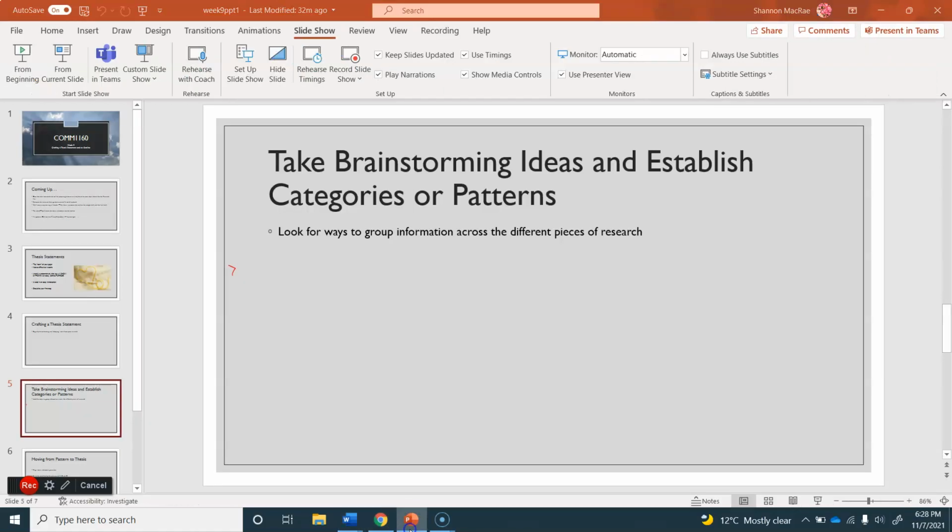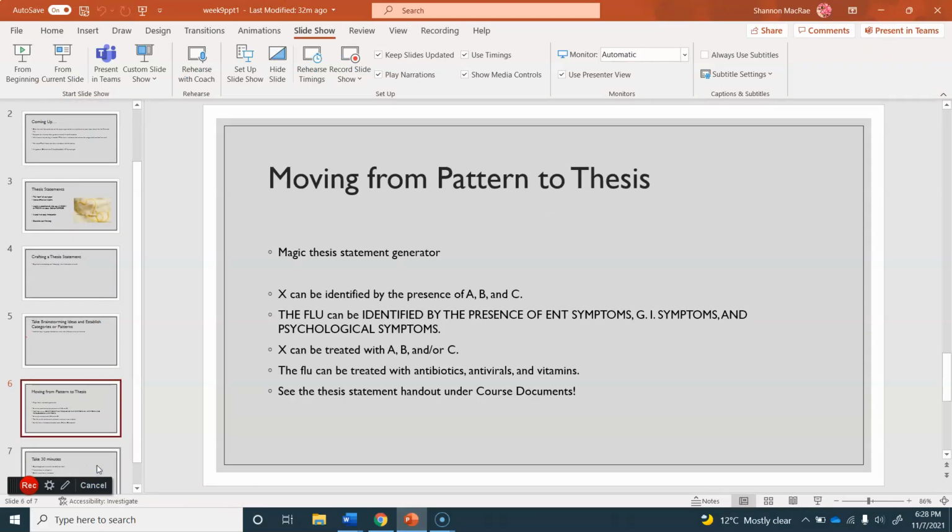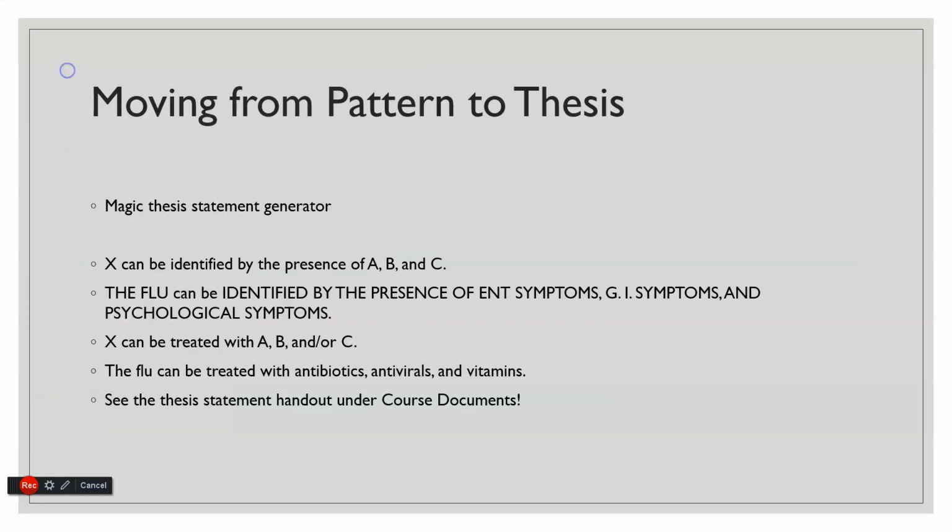Once you do that, writing the thesis statement actually becomes really easy because you can move from your discussion of pattern into a thesis statement really, really easily. And this is where the magic comes in of following this process. So you've identified, hopefully, 3 or 4 different categories or groups of things that you're going to talk about, either symptoms or treatments. Now you can use what I like to call a magic thesis statement generator, and it works almost like a math problem.